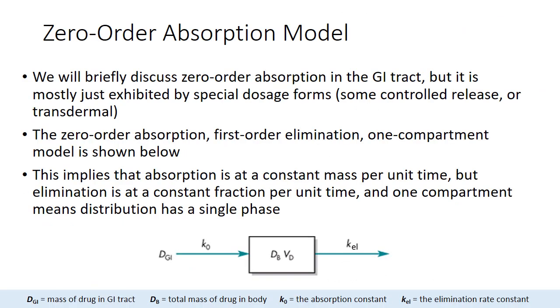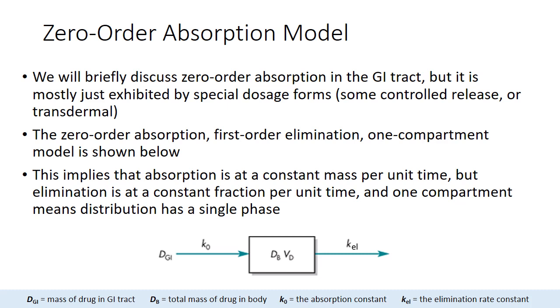So I just want to briefly talk about the zero-order absorption model. I don't want you to memorize any of these equations, and I won't have you do these on the test because it's not really as common. But there are examples where someone would use this. And I mentioned that it's rare to saturate GI tract absorption, and that is true. But in this one example that I'm going to talk about, it actually is not super rare, and that's things like controlled release formulations or transdermal.